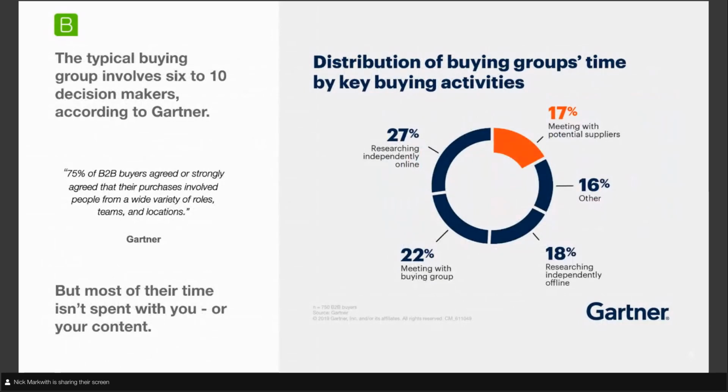But the other part, just to add a little bit more complexity, is that the buying group isn't just one person. It actually involves about 6 to 10 different decision makers, and most of their time isn't spent talking to you. Most of their time is actually spent researching, determining requirements, researching independently. There is a lot in which you need to be able to influence their decisions and their thoughts without ever talking to a potential buyer. And so the way to do that really is through content.